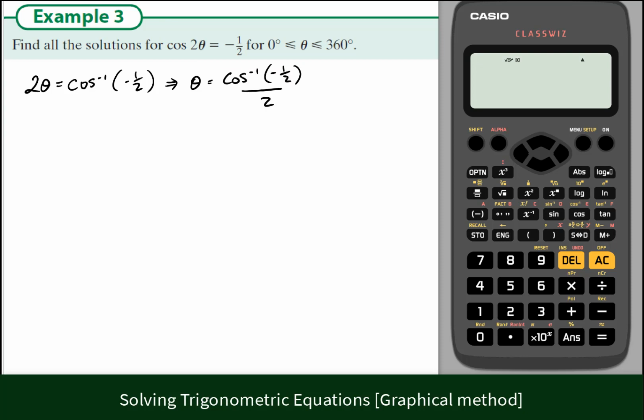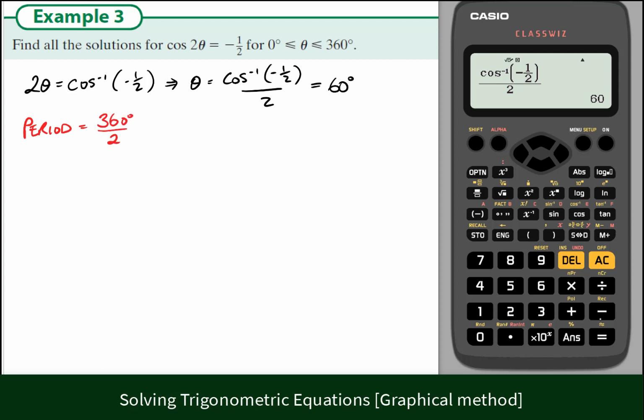If 2θ is cos inverse negative a half, well then θ is cos inverse negative a half divided by 2. And I could sub this into the calculator: cos inverse negative a half divided by 2. It'll give me one of the solutions. So 60 degrees is a solution. There are a number of solutions. Let's think about how many.